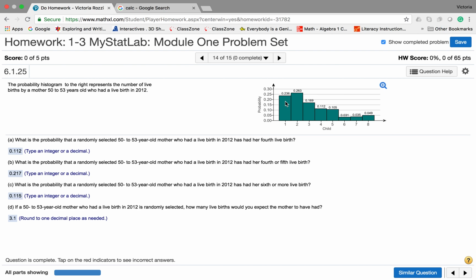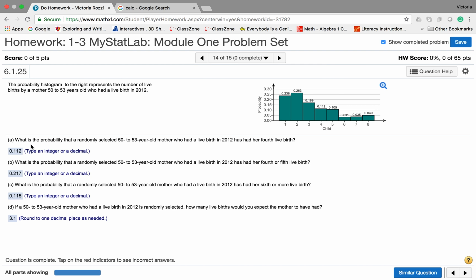So even though they've given you the bar, which we know we can follow across to find that probability, they've given you the actual probability right on top of the bar, which is extremely helpful so that you don't have to estimate at all. The other thing you want to remember is that if they're talking about things like the word or in probability, fourth or fifth would mean that I'm going to add those two probabilities together.